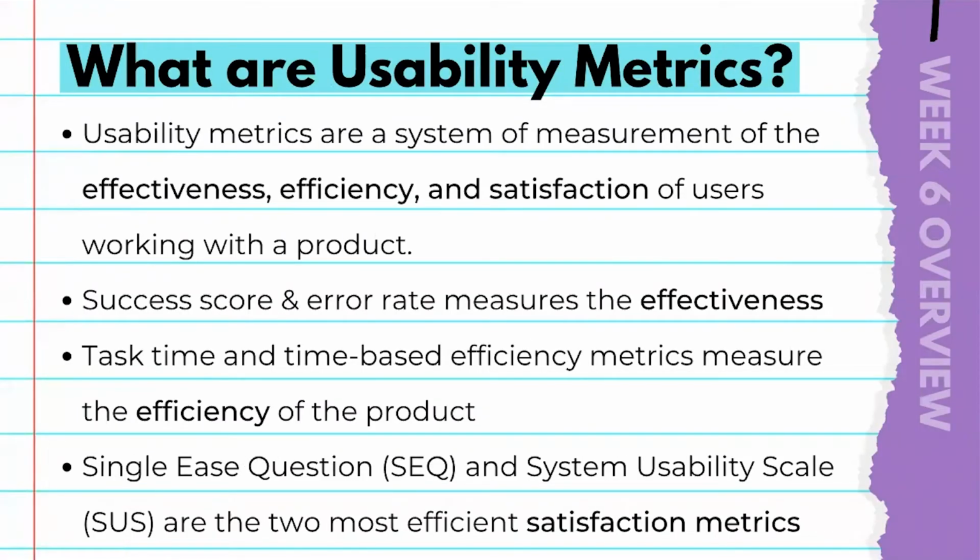So what are usability metrics? Usability metrics are a system of measurements of the effectiveness, efficiency, and satisfaction of users working with the product. So you have your success score and your error rate, which measure the effectiveness. And then you have your task time and time-based efficiency metrics, which measure the efficiency of the product. And then you also have your single ease question, or SEQ, and your system usability scale, which is SUS. And these two are the most efficient satisfaction metrics.